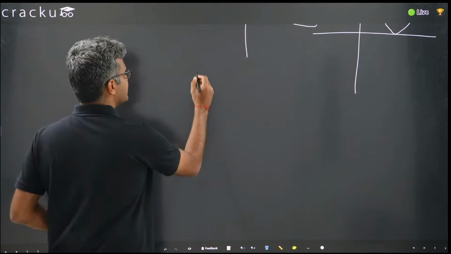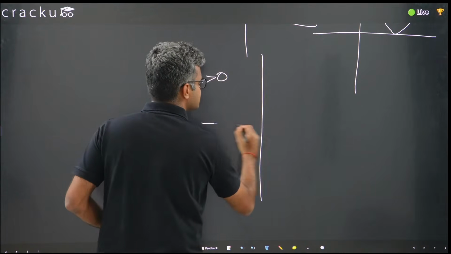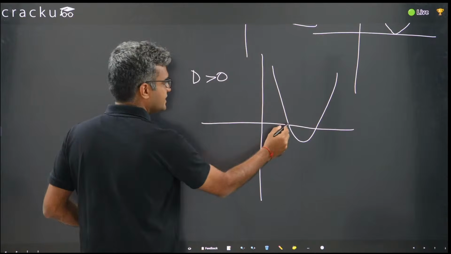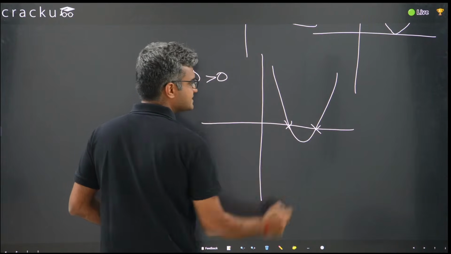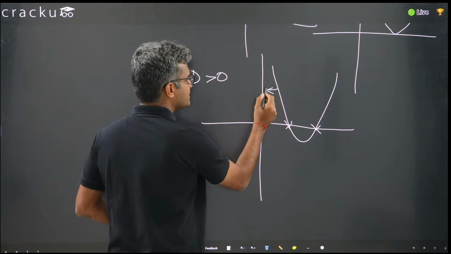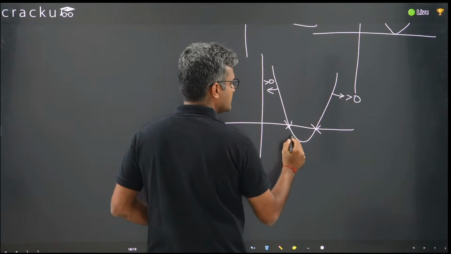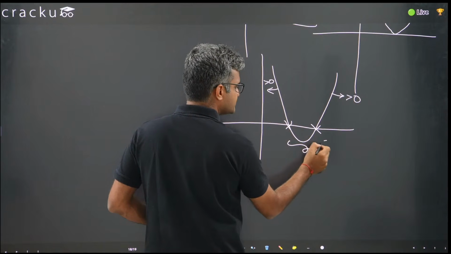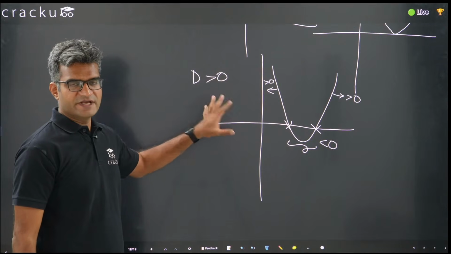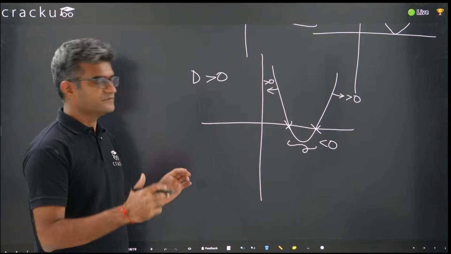If d is greater than 0, this is the y-axis, this is the x-axis, this is how the quadratic equation will look. It will touch the x-axis at 2 points. In this interval, the quadratic equation is greater than 0. In this interval, the quadratic equation is greater than 0. In this interval, the quadratic equation is less than 0. This is how the quadratic equation will look if a is greater than 0, that is, the coefficient of x square is greater than 0.